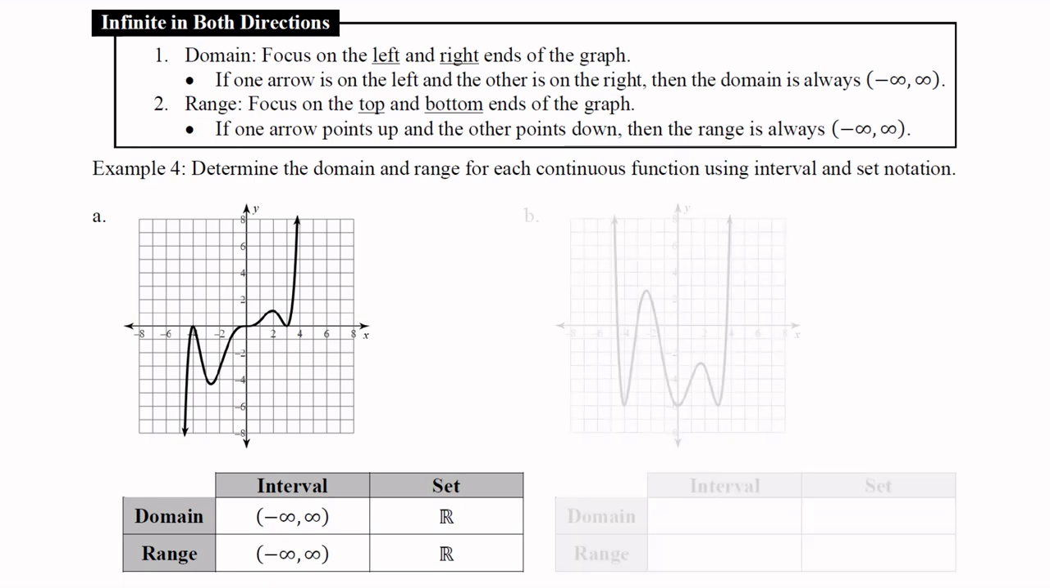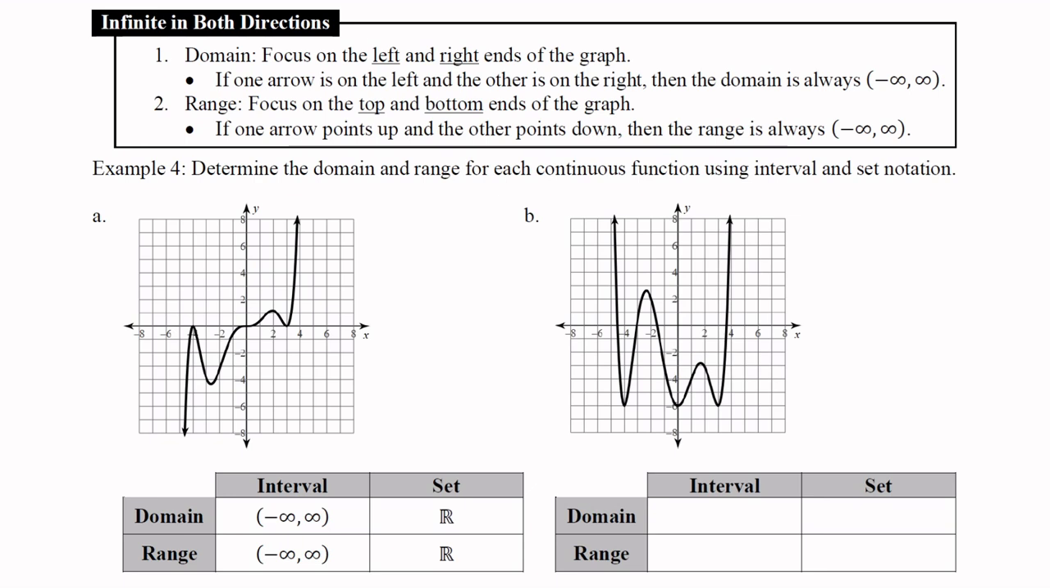For B, we have, again, an arrow on the left and an arrow on the right. So our domain is negative infinity to positive infinity, or all real numbers. For the range, both arrows are pointing up. So we're going infinitely in the up direction, or the positive infinity direction. But we do have a bottom bound, and that is at y equals -6. And we do touch -6, so we're going to include it. So we use a bracket on that end. For set notation, it's all values that are greater than or equal to -6.